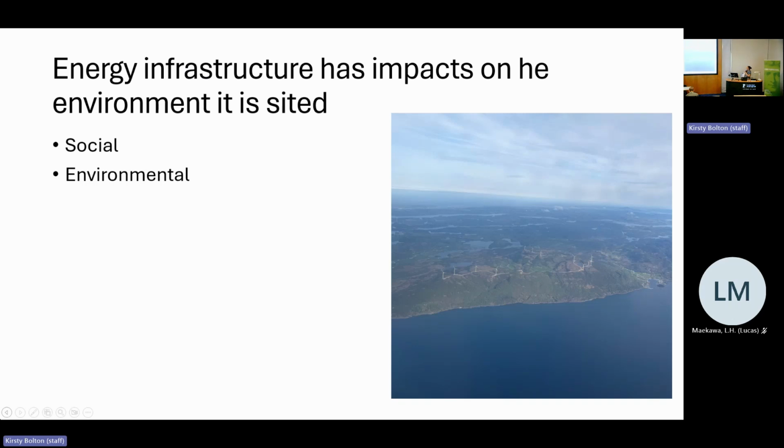So energy infrastructure has impacts on the environment. It is sited, so it's very visible. So you have social impacts and environmental impacts. Social impacts are, for example, visibility and noise. This was a project where we worked on the west coast of Norway, where they're trying to expand this wind farm that you can see.